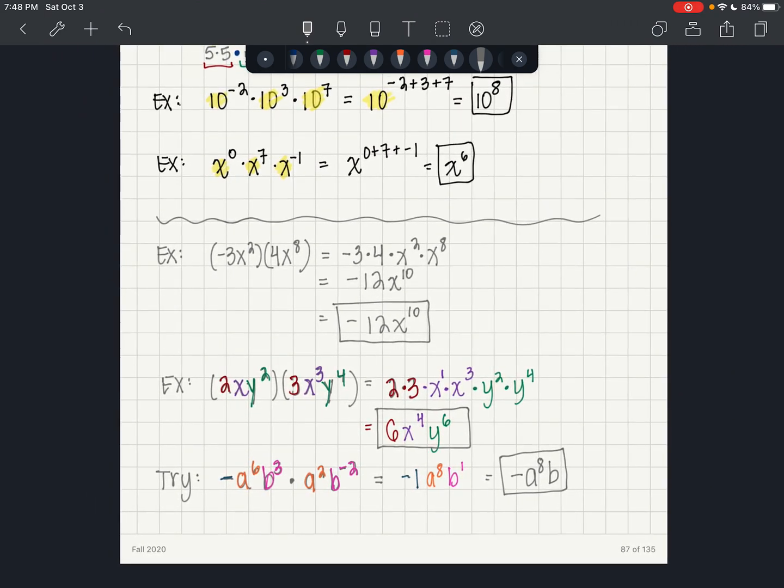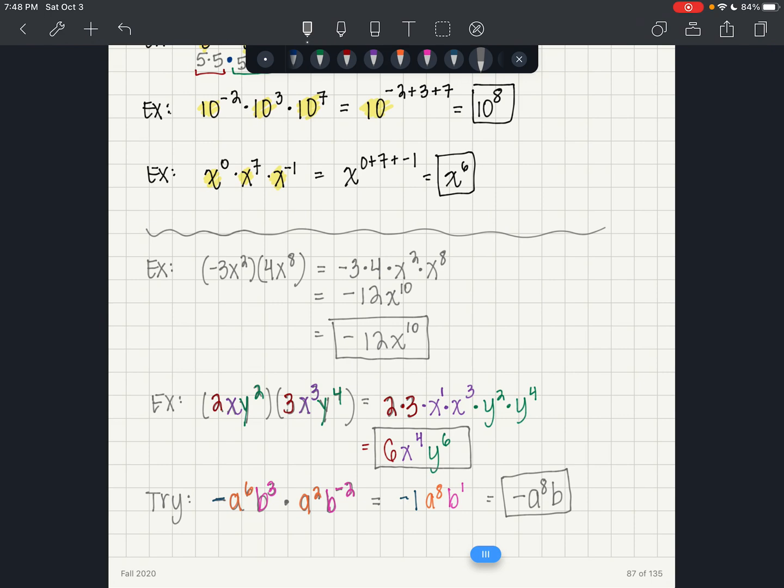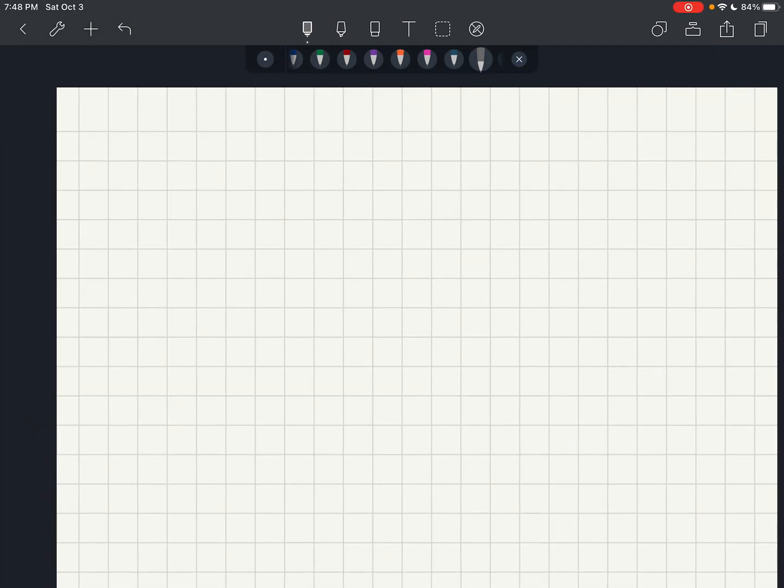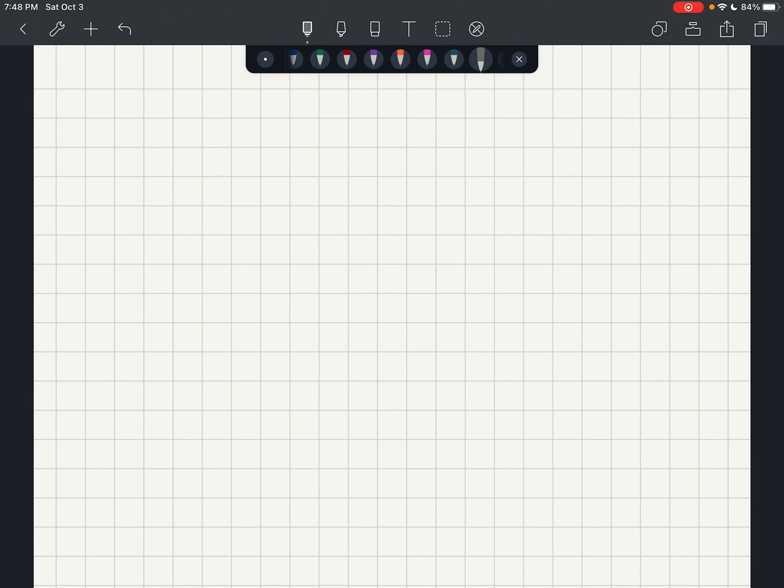multiplication. So let's just take this rule and kind of run with it. We'll do a few more examples, try and make them a little bit more challenging for you. So let's give you some tries. We'll see if we can challenge you.